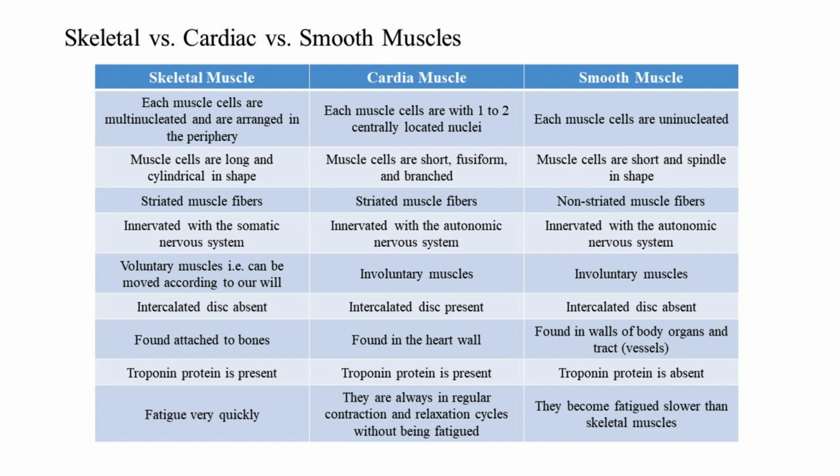Found attached to bones. Found in the heart wall. Found in walls of body organs and tract, vessels. Troponin protein is present. Troponin protein is present. Troponin protein is absent. Fatigue very quickly. They are always in regular contraction and relaxation cycles without being fatigued. They become fatigued slower than skeletal muscles.